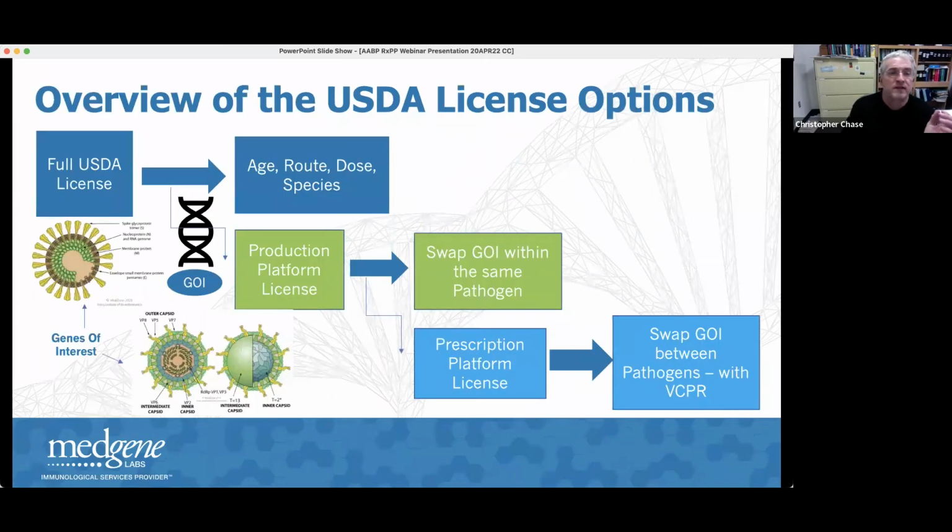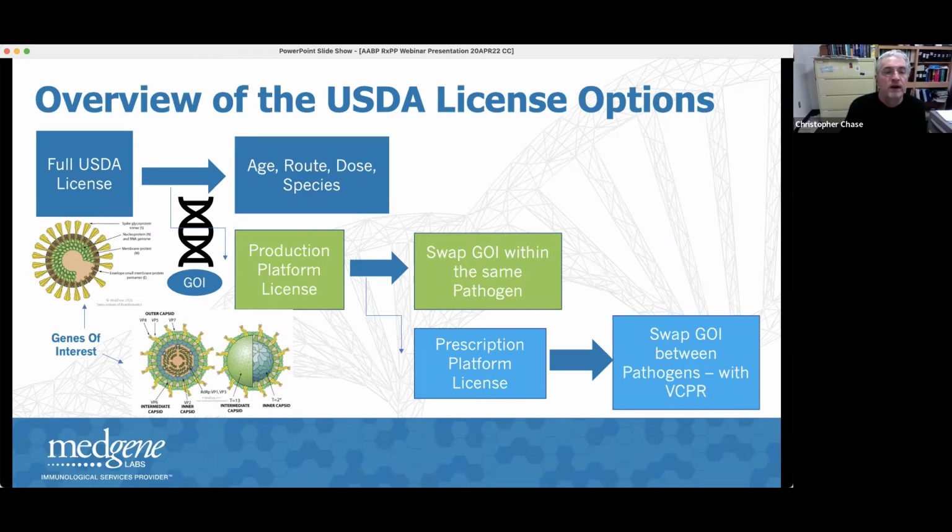Now, the interesting thing that we have now, so again, we just talked about this full licensure. With full licensure, all those things that I just talked about in terms of the manufacturing outline are put together, and then we end up getting a vaccine that's approved. And that's what we call fully licensed.